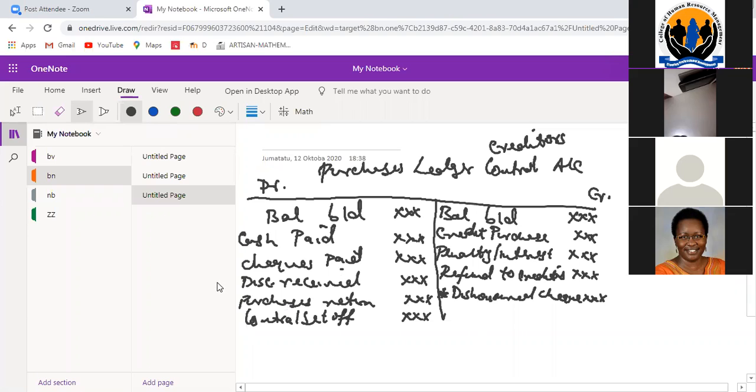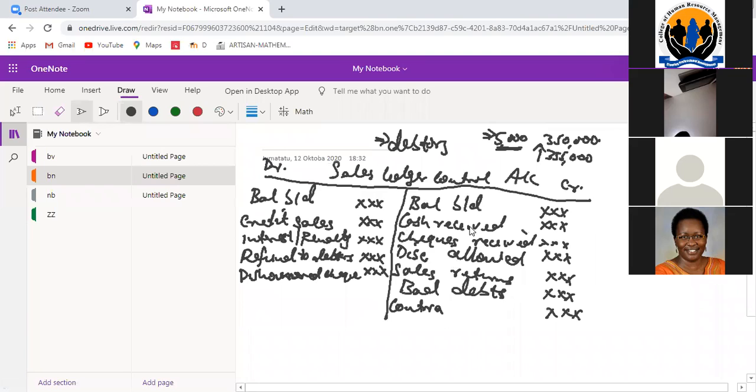So you realize it is only the terms that are changed. Where here we are talking about the cash received, here we are going to talk about cash paid. Checks received, checks paid, discount allowed, discount received, sales returns, purchases returns, but we don't normally have the bad debts for the purchases ledger. And then we have the contra, which is going to appear on the other side. What we have on the debit here goes on the credit on the other side. Here we have the credit sales for purchases. On the credit side we will have credit purchases, interest or penalty charged.